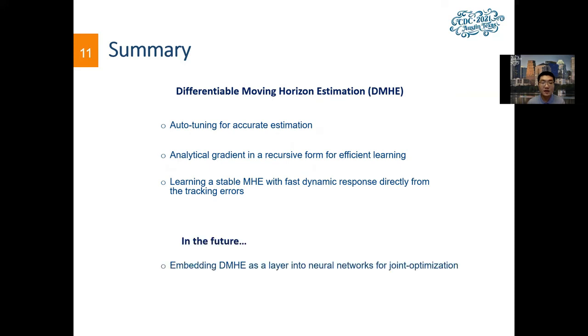In the future, the DMHE can be embedded as a layer into large deep neural networks for joint training. We believe that the proposed auto-tuning MHE can help improve quadrotors' robustness and adaptation to various challenging scenarios.